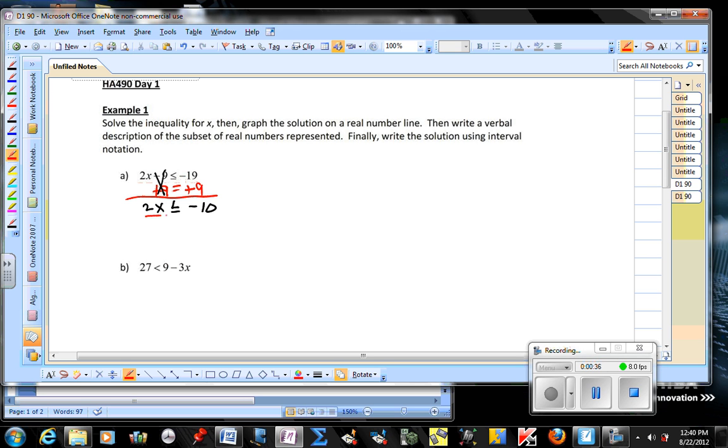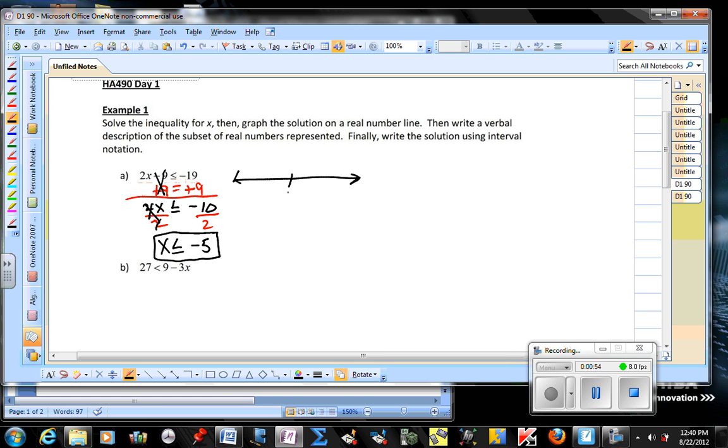Next, we're going to get x by itself by dividing by 2 on both sides. Times 2 and divided by 2 eliminate each other. We have x is less than or equal to negative 5. So there's our solution. Now we're supposed to put this solution on a number line.